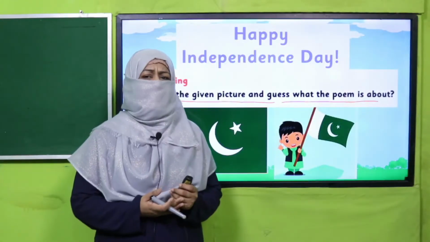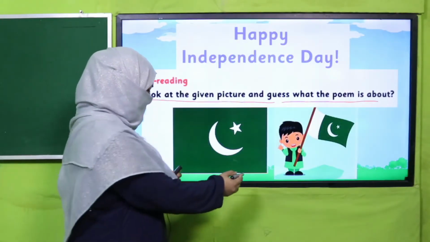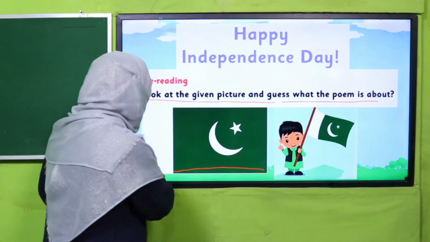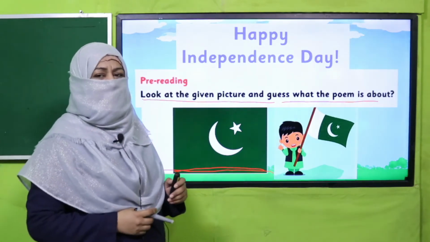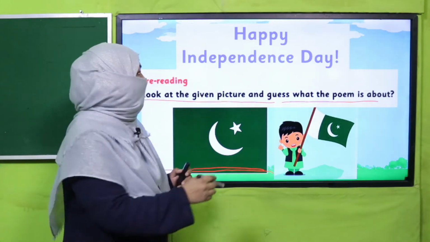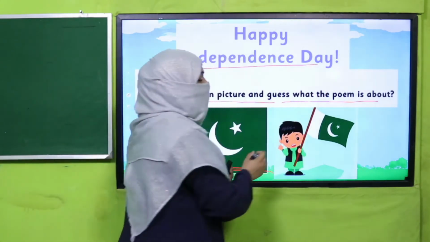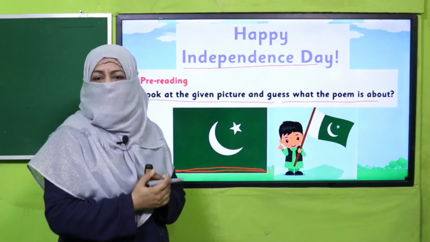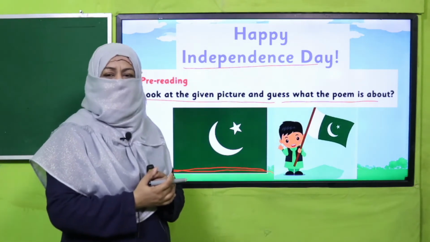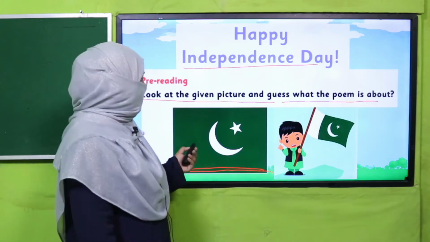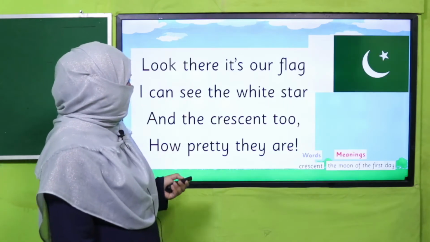Yes, my dear children, I hope you could answer like this: this is the picture of our flag and this poem is about patriotism. And Independence Day, what is the Independence Day? 14th of August, on which Pakistan came into being. All right. So, let's start our today's poem.